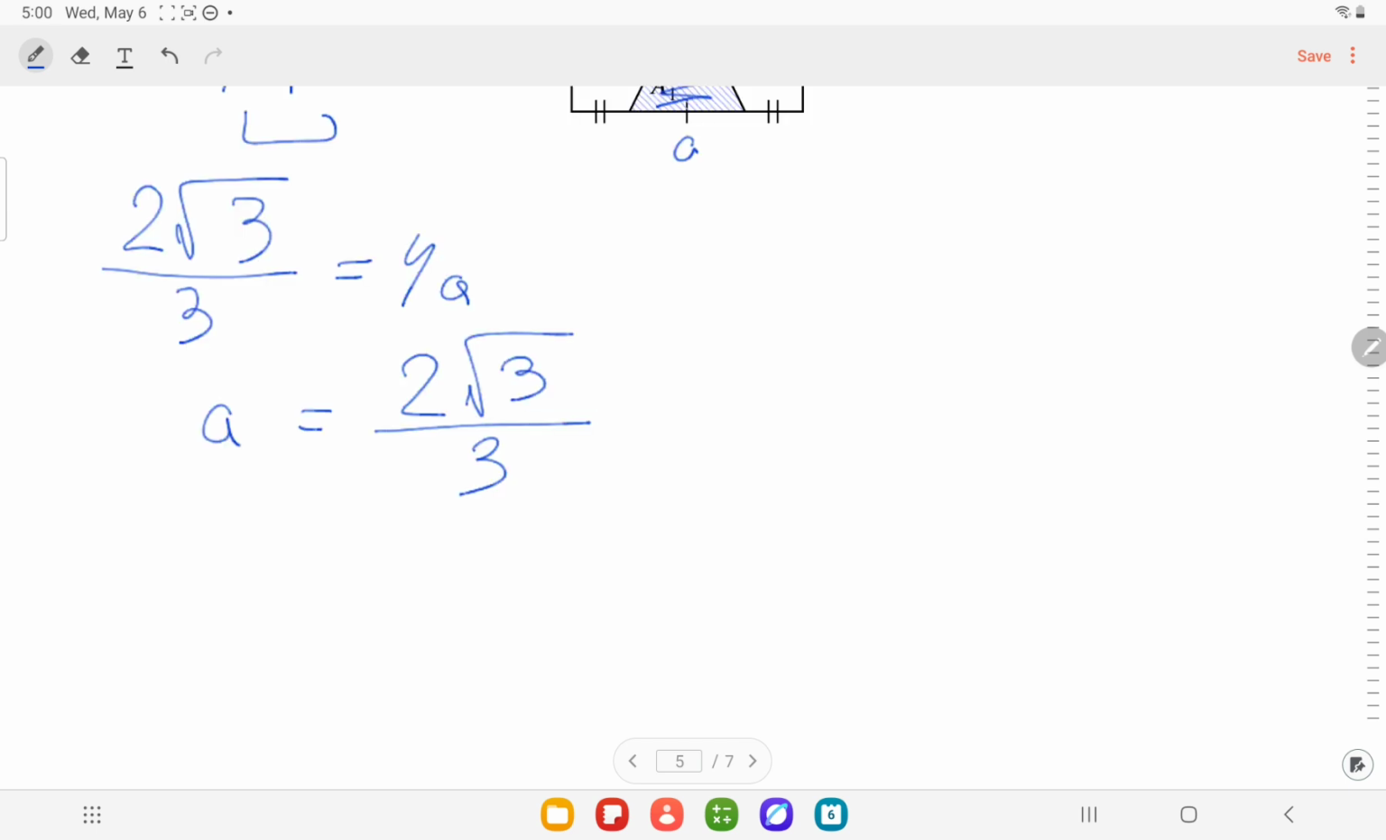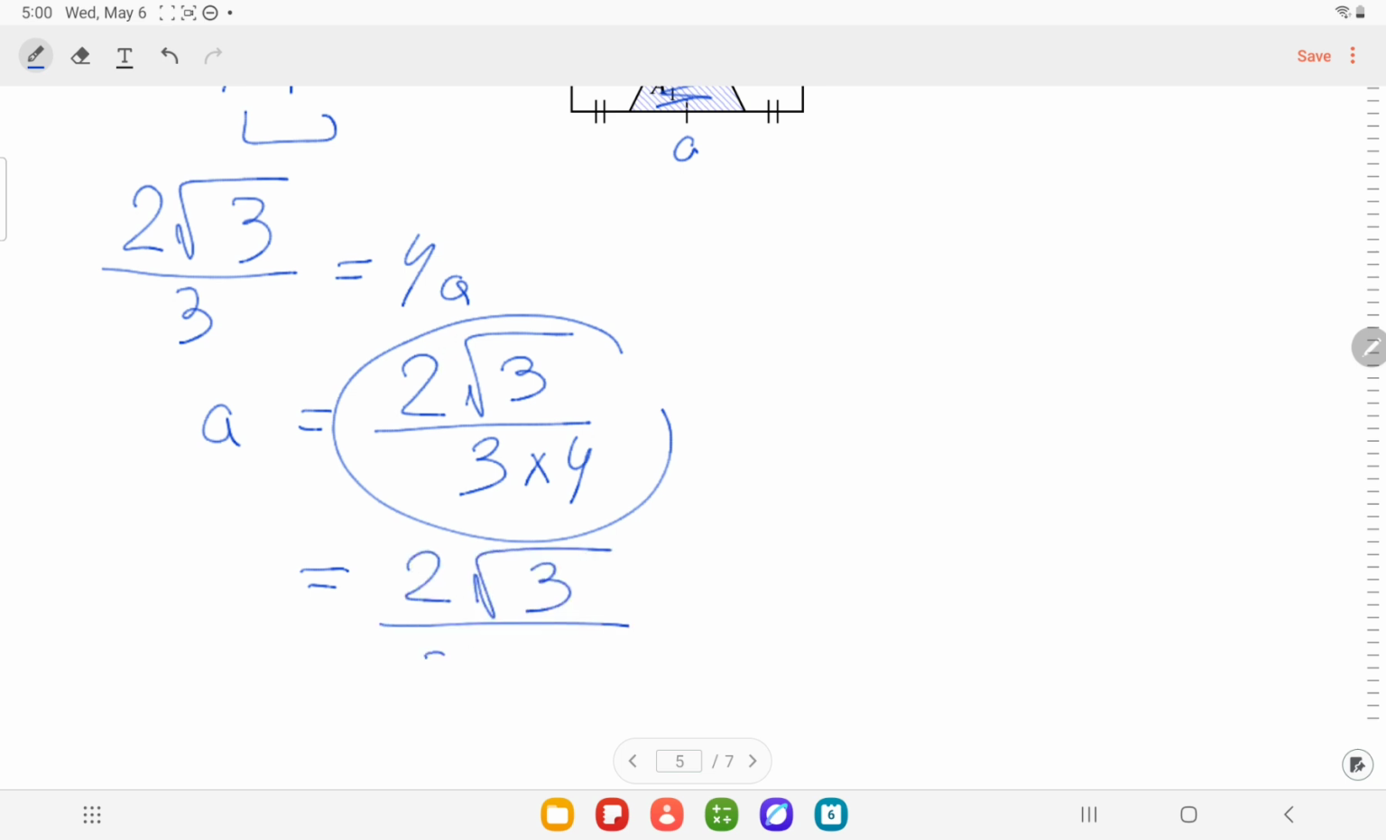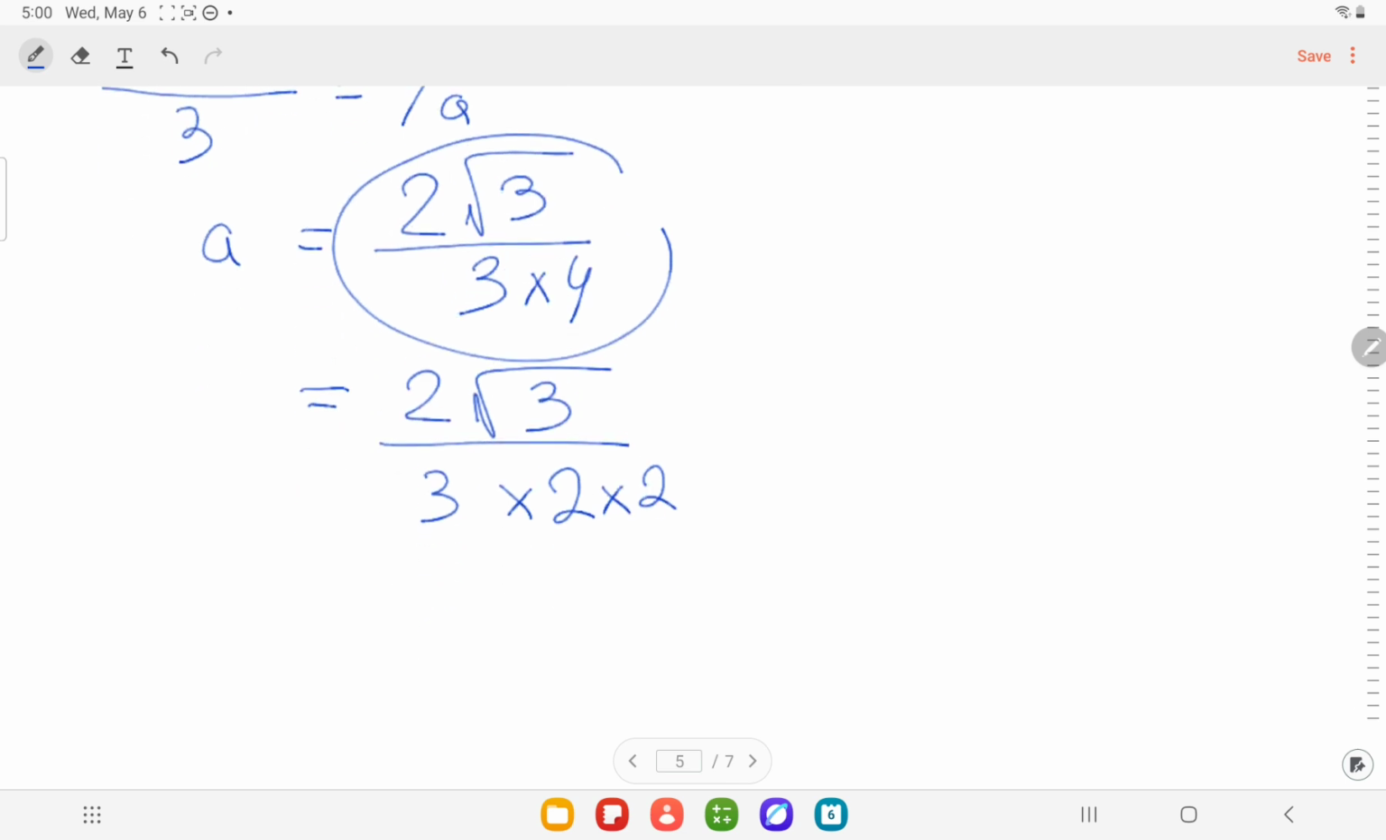We're going to divide both sides by 4. So the 4 is going to end up in the denominator here. So we can simplify this by splitting the 4 in the denominator into 2 2's, because 4 is 2 times 2, and then these 2's will cancel out. So we will end up with a being the root of 3 over 6.